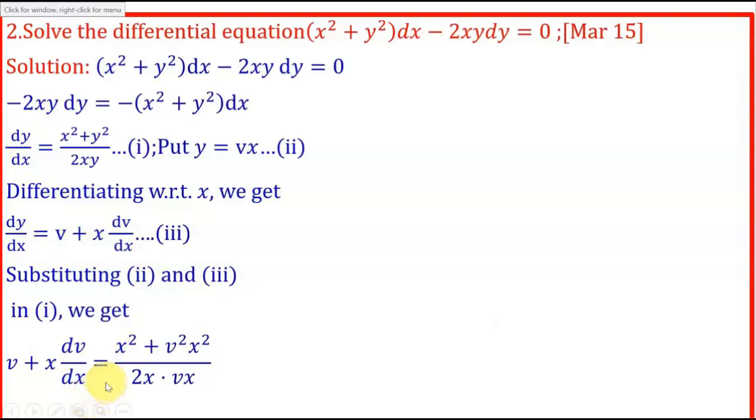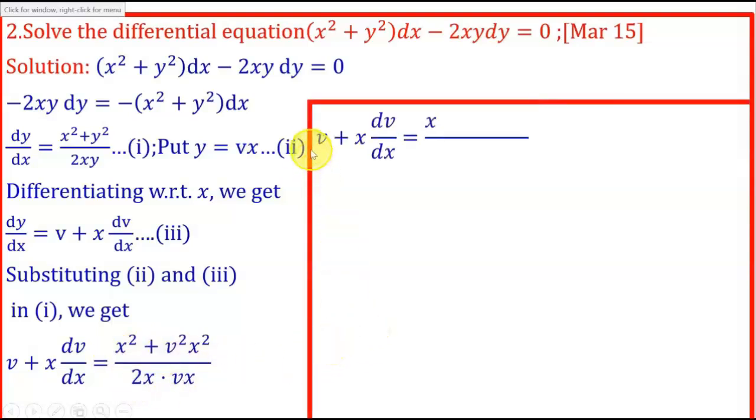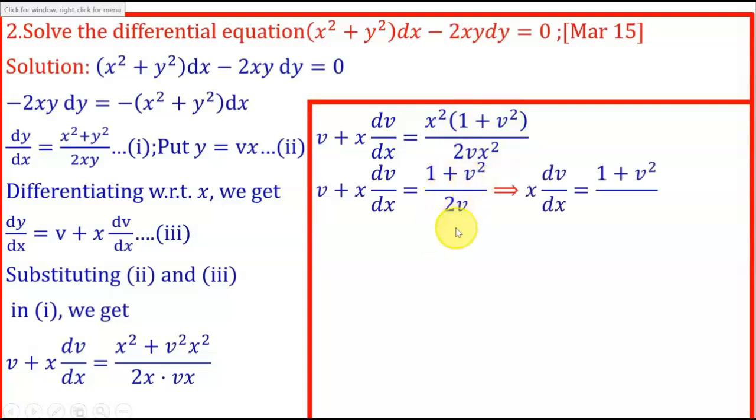is equal to, what is next? x square. What is y? y is vx, so y square is v square x square. Take x square as common, and in the denominator also x square. From the numerator and denominator x square will get cancelled. See this here: v plus x into dv by dx. If you take x square as common, then in the bracket you will get 1 plus v square upon 2v x square. This x square and x square will get cancelled. Then you will get 1 plus v square upon 2v.